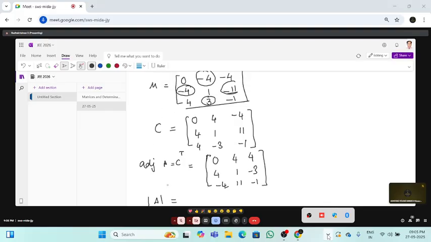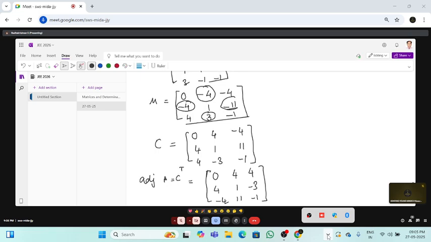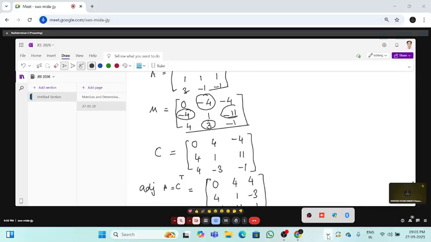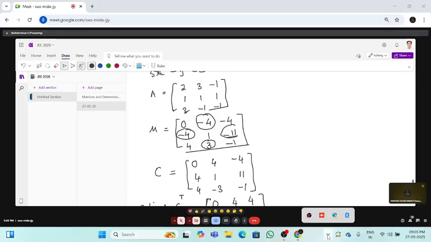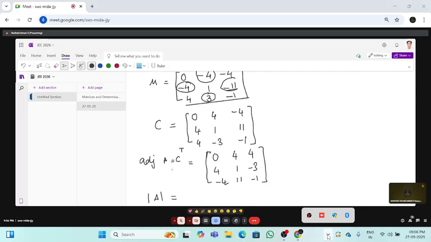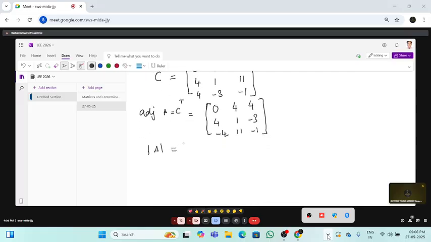And determinant of A. Now that you have calculated the cofactors, the shortcut that I said will help. So you take the first row of the A matrix and the first row of the cofactor matrix and do a scalar product. 2 into 0, 3 into 4, 12, minus 1 into minus 4 is 4. So 12 plus 4, 16. So that is your determinant. You don't have to do all the calculations once again. Calculations are already done.